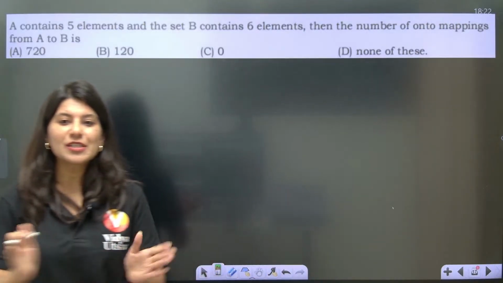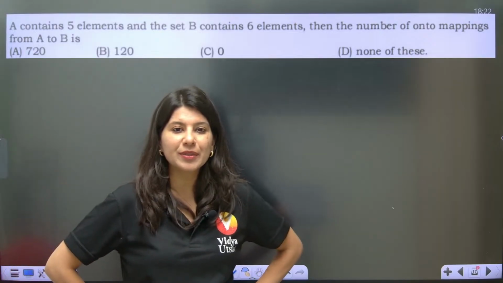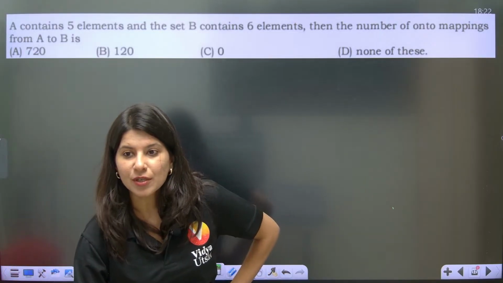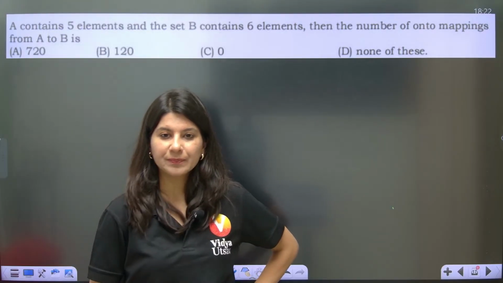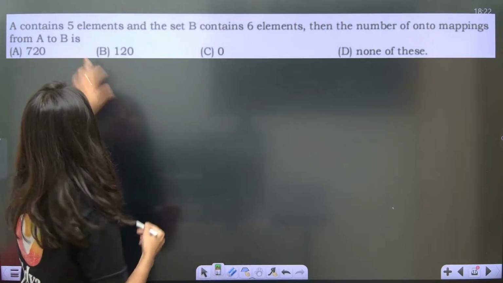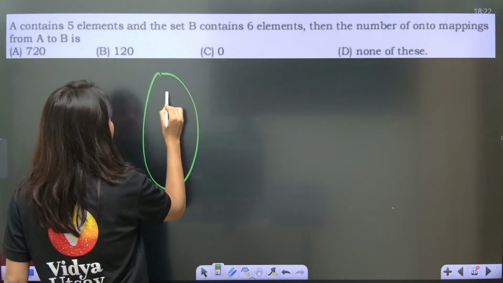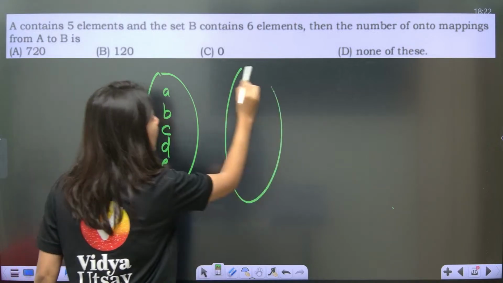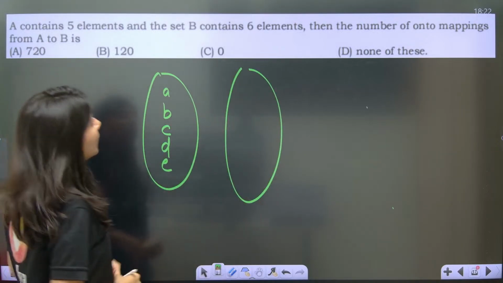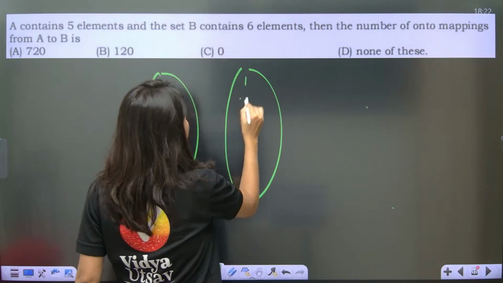Chalo, next question. Let's see how many of you are able to do it. Next question on your screen. I will pause a little bit because I want you to try it. A set contains 5 elements. So suppose A, B, C, D, E. I'll draw a mapping diagram, hint mapping diagram for you. B is containing 6 elements.